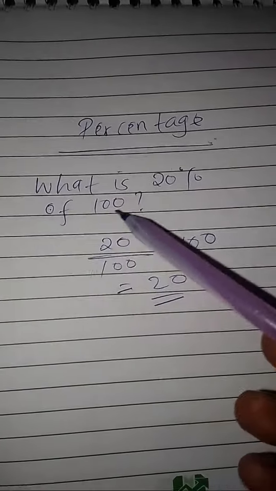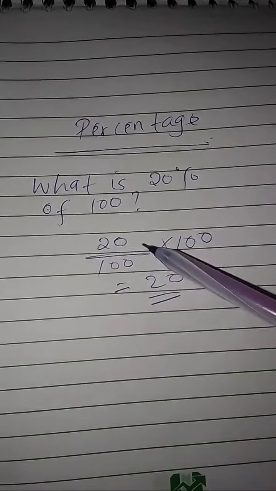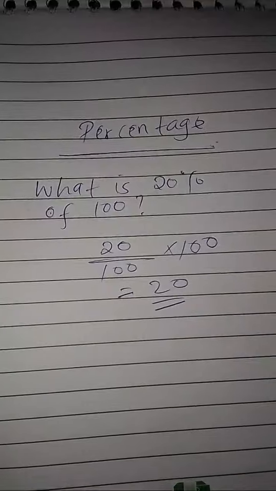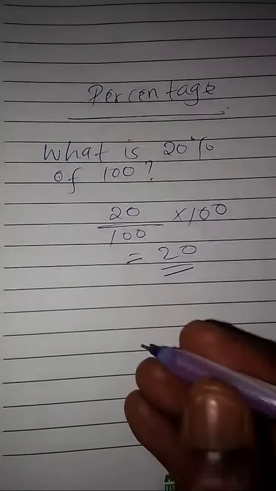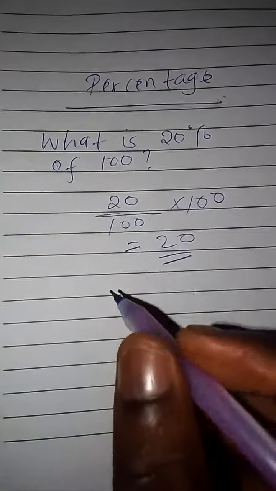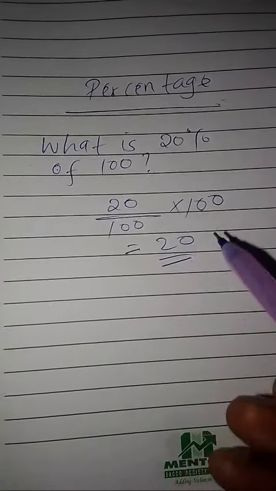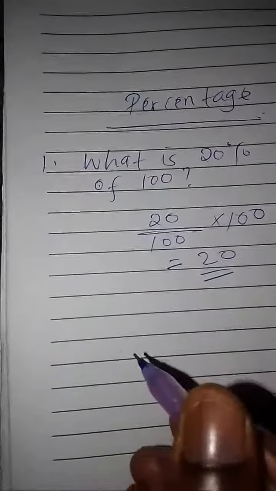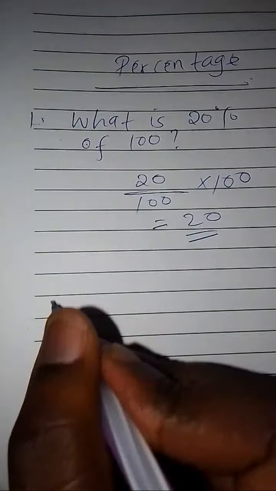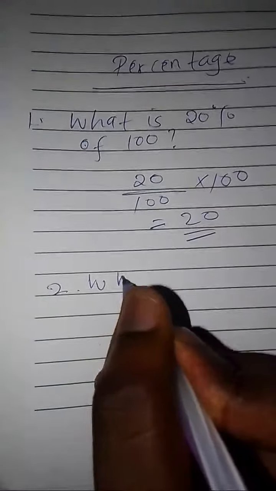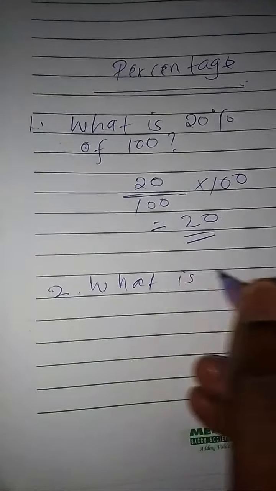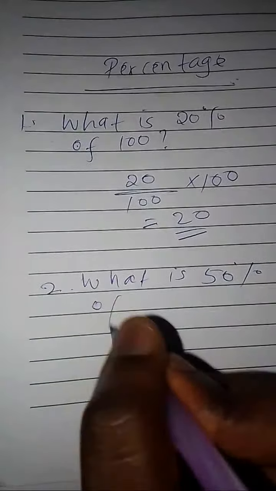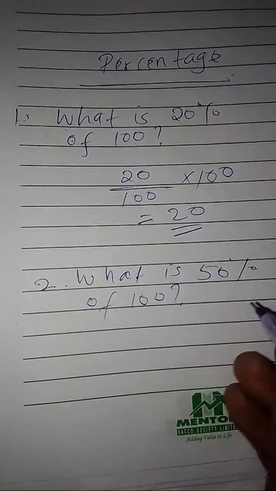So 20% of 100, we shall have 20 out of 100 multiplied by 100. So the answer is 20. Okay, so we can say, what is 50% of 100? So another example, example 2. What is 50% of 100?